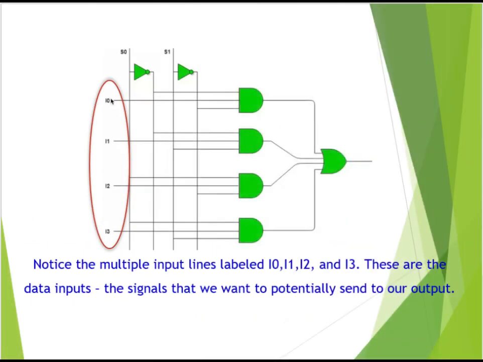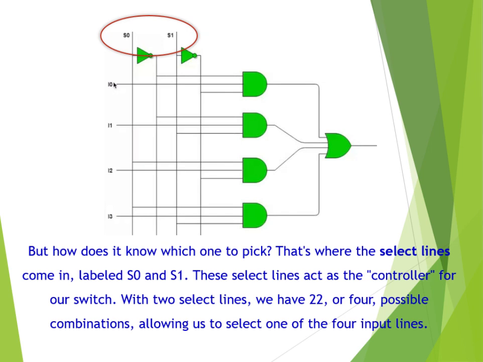Notice the multiple input lines labeled I0, I1, I2, and I3. These are the data inputs, the signals that we want to potentially send to our output. But how does it know which one to pick? That's where the select lines come in, labeled S0 and S1. These select lines act as the controller for our switch. With 2 select lines, we have 2 squared, or 4 possible combinations, allowing us to select one of the 4 input lines.